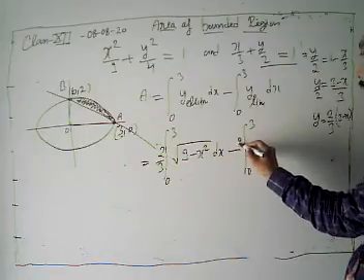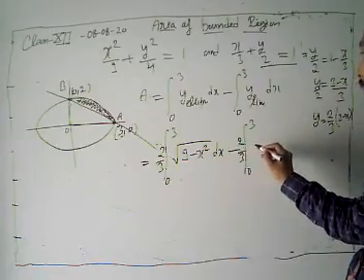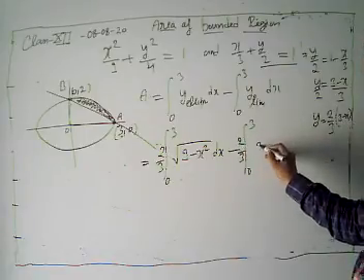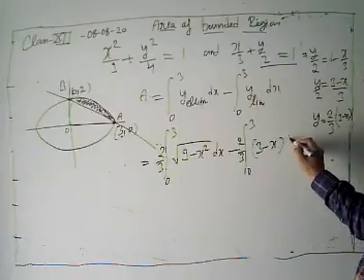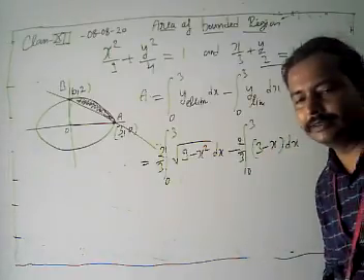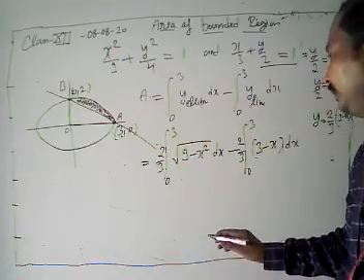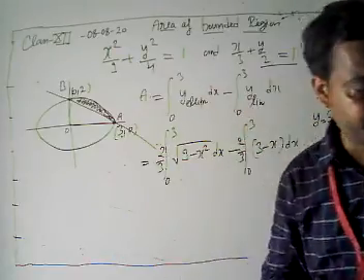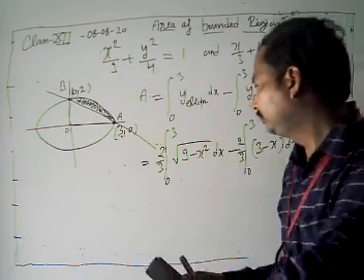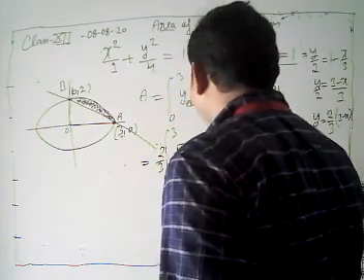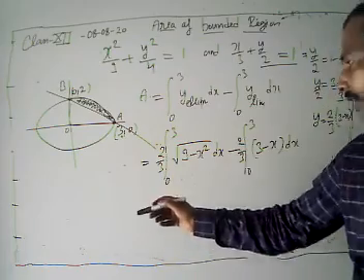Taking 2 by 3 common there, and 3 minus x, 3 minus x dx. Now look, we have to find out a value there. And now it's a large value, and now I'm going to start writing down here.